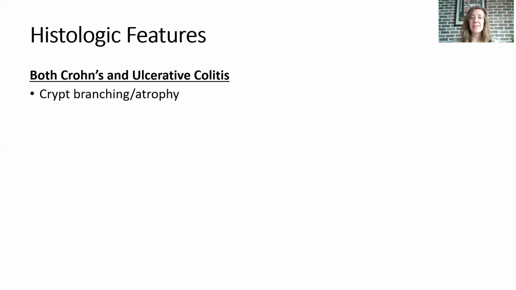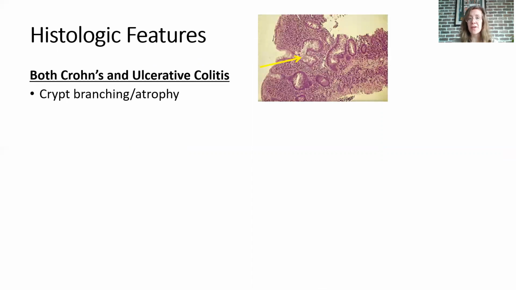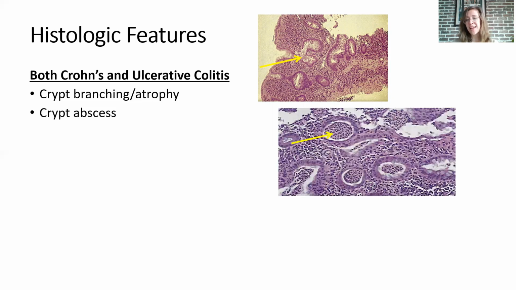Histologically, and this is another important part to make the diagnosis for IBD, for both Crohn's and UC, you may see crypt branching and atrophy, and that's what you can see there, that branching of the crypt, which tells us that there's chronic damage going on. Crypt abscesses, which you can see with this second picture and the arrow, which is really just a collection of white blood cells and inflammatory cells inside of crypts.